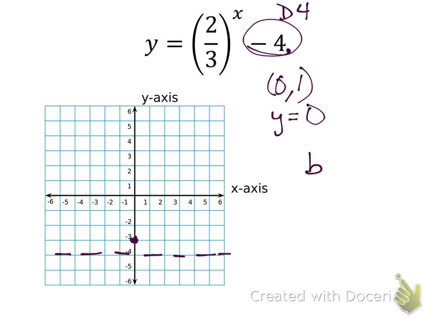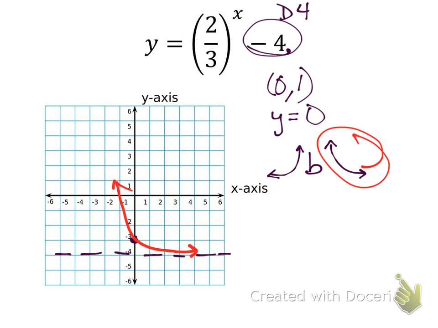But with the base, are we growing or are we decaying? So again, we're going to be decaying if this base is less than 1. So since we have 2/3, we're looking at something like that.